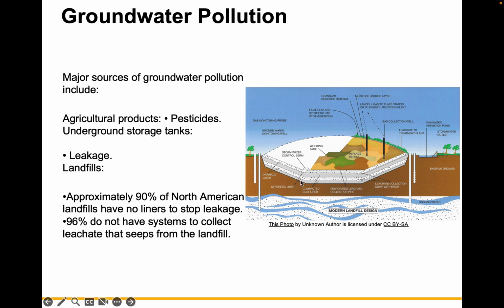So if you look at this picture, it's a modern landfill design. So you have a place where you store the refuse, right? Where you add more trash to the landfill here. And then eventually it will be sealed up with clay and vegetation. There's gas collection wells to help with the decomposition. And then there's also collection trays down here to gather the leachate liquid that would run from top to bottom and be able to enter groundwater sources. So this is a good design, but most landfills in North America are not built this way.